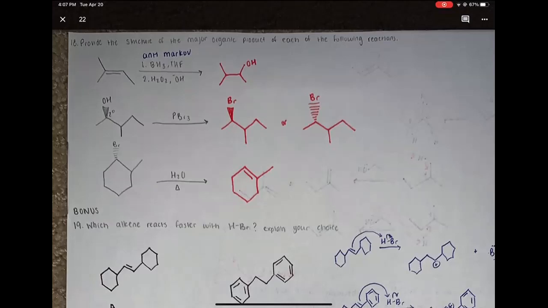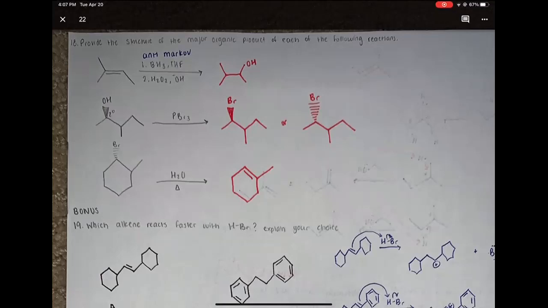Anybody know something interesting about this reagent? It's literally written on the paper. Okay, yeah, perfect. Thank you so much, William. It is going to be anti-Markovnikov. Thank you, Bailey. Yes, my favorite.